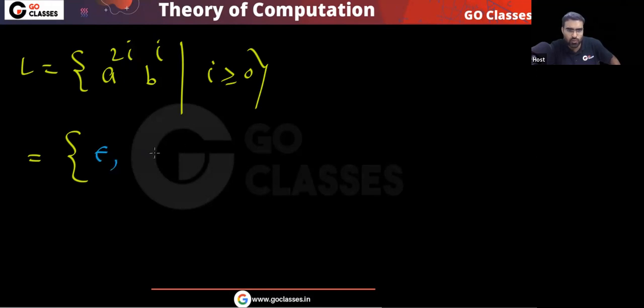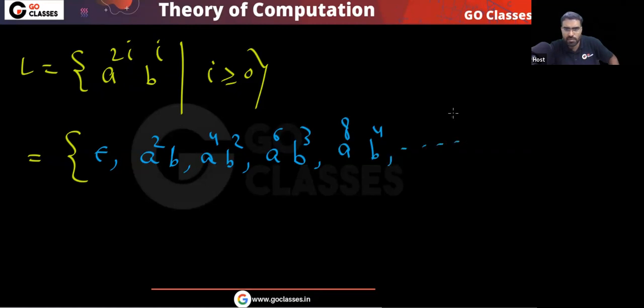If I put I equal to 1, I will get this. If I put I equal to 2, I will get this. I equal to 3, I will get this. I equal to 4, I will get this. So the number of A is double the number of B. Yes or no? And you can notice that after the A's, the B's are coming. So this is your language.